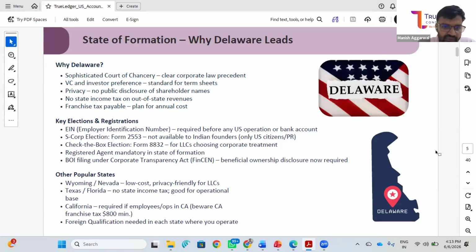And some other popular states, as I said, are Wyoming, Nevada, Texas, and Florida because there is no state income tax. California is also popular because it is very close to Silicon Valley and the investors, but it is a bit expensive in terms of the yearly maintenance cost. But again, a very popular jurisdiction for setting up an entity in the US.